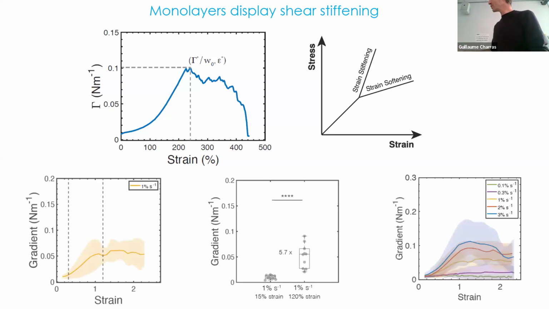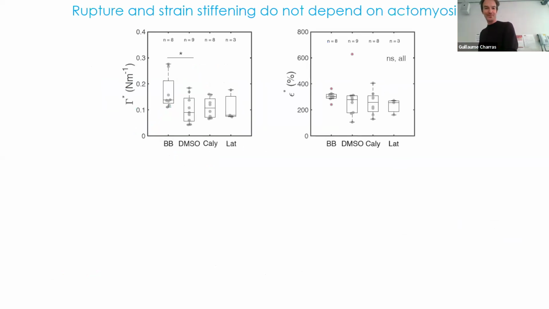The other thing that's interesting about this is that it's also strain rate dependent. If I'm at low strain rate, I can't see any evidence of strain stiffening, but as I increase strain rate, the strain stiffening seems to be more and more apparent. And I'm told that that's called shear stiffening, but please don't ask me why. We then spent quite a lot of time trying to understand what controls this shear stiffening behavior.